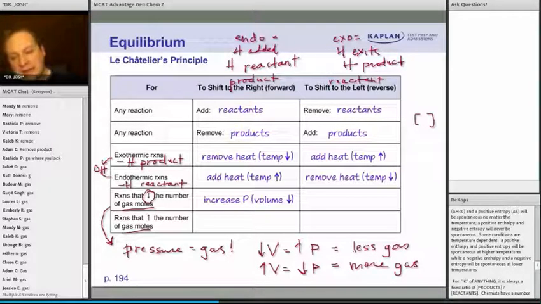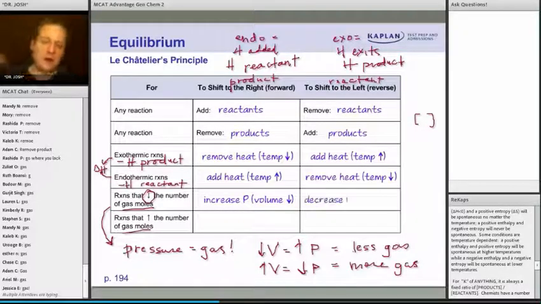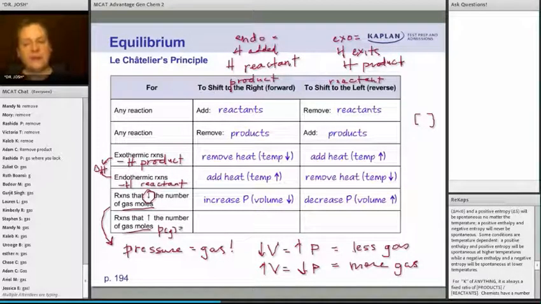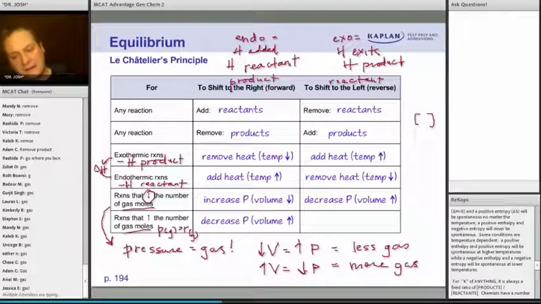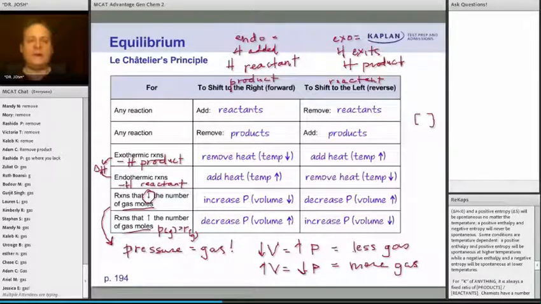So if we decrease the number of gas moles, that means we can increase pressure to go to the right because there are fewer gases in the product than in the reactant, or vice versa to go to the left. If we increase the number of moles of gas, that means we're going to have more gas in our product than in our reactant. And if there's more gas in our product, to get to our product, we need to decrease pressure. More gas, decrease pressure. Less gas, increase pressure.